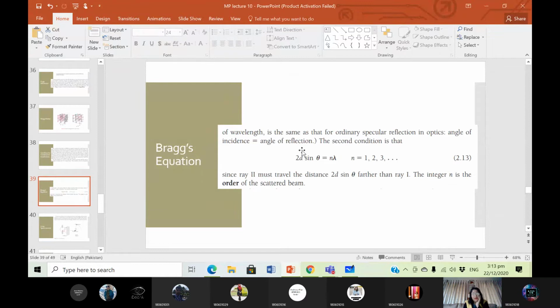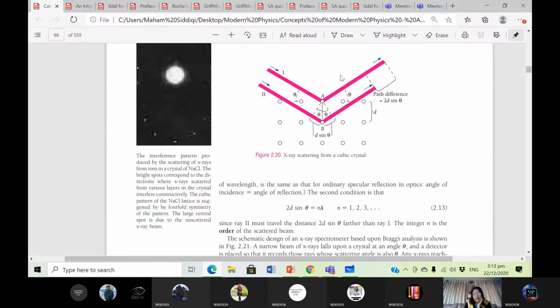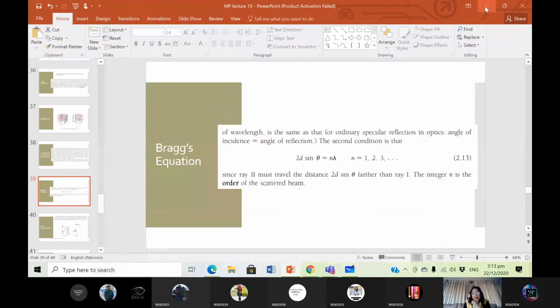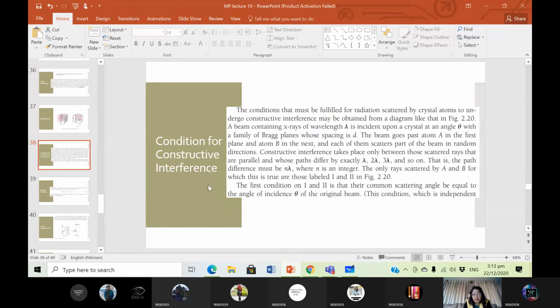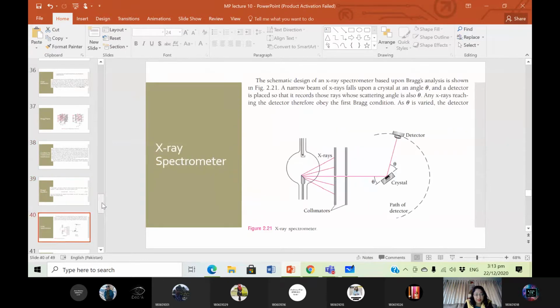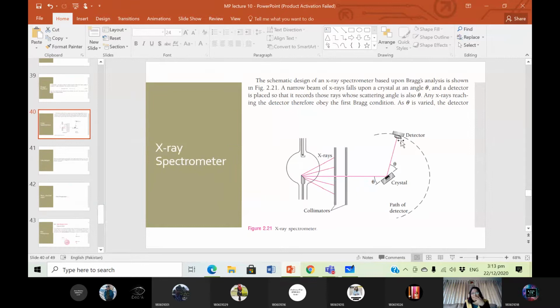We already derived this. Basically you can derive this by two methods. This is one method by which you can derive it, or another method is the one we have done in a previous chapter. I think we did that in wave properties of particles. So you can derive Bragg's law by either of those methods, okay? So yeah, that was about X-ray diffraction, and the X-ray spectrometer can be designed in this way.